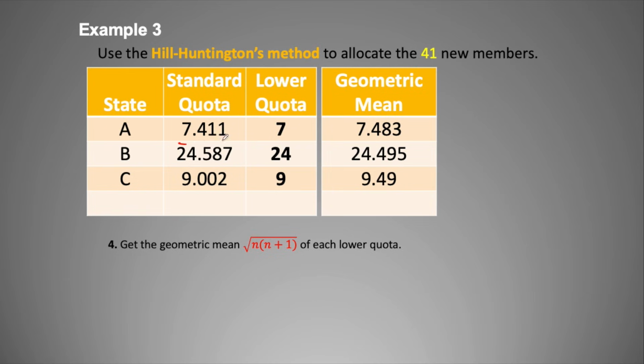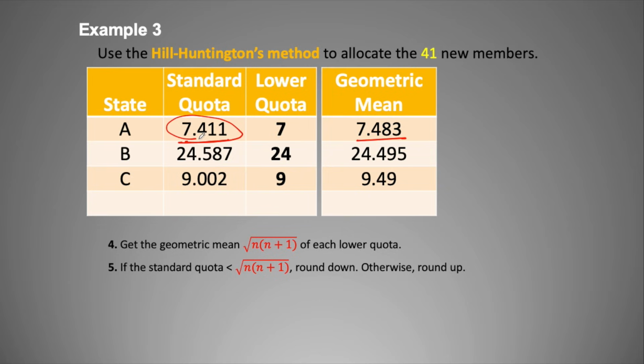Now, to decide whether the standard quota will be rounded down or rounded up, we just simply have to compare it with the geometric mean. In which, if the standard quota is less than the geometric mean, we have to round this down. And if the standard quota is higher than the geometric mean, we have to round this up.